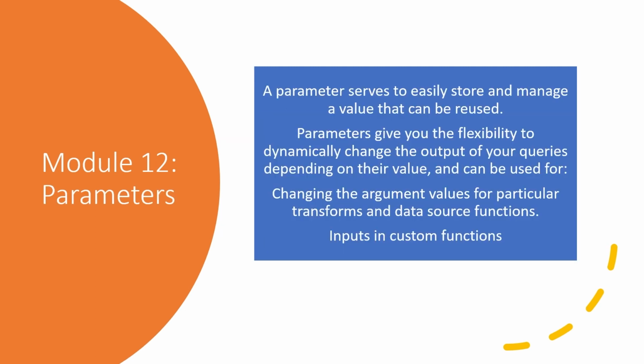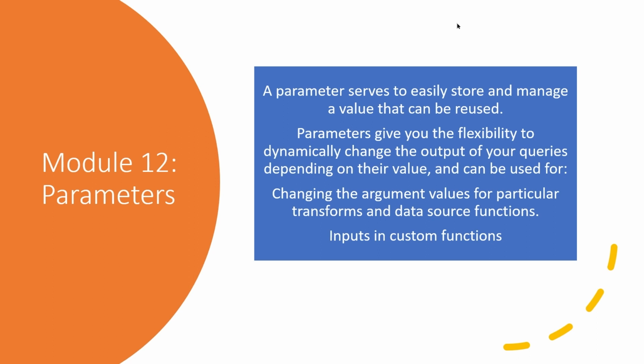A parameter is really an efficiency feature in Power BI. It serves to easily store and manage a value that can be reused. They give you the flexibility to change the output of your queries depending on their value, and they can be used for changing the argument values for particular transforms, for example, filtering, and data source functions. Also, they can be used as inputs in custom functions. You may want to go ahead and get the sample Superstore OD Power BI desktop file open now.